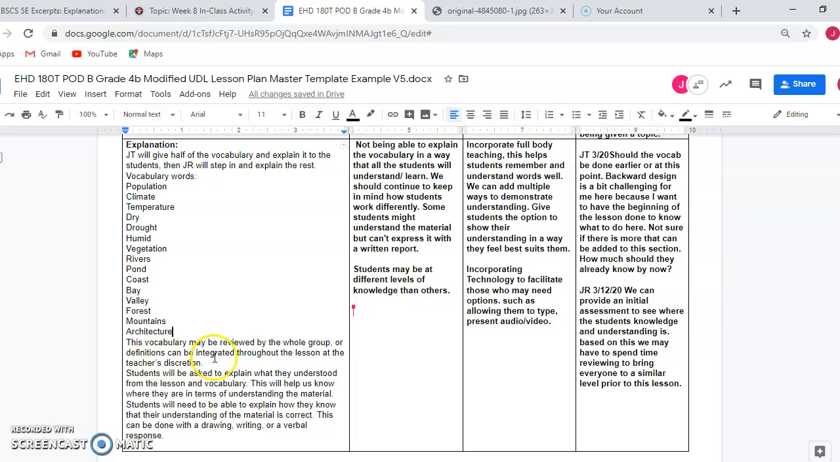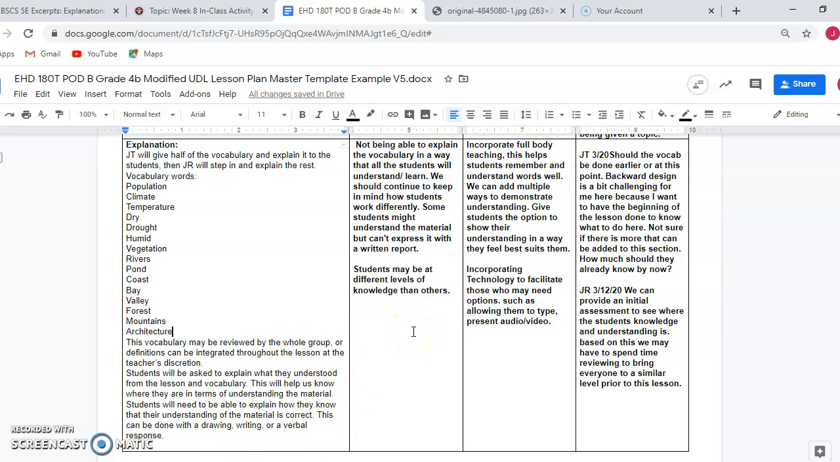So what I have is this vocabulary may be reviewed by the whole group, or a definition can be integrated throughout the lesson at the teacher's discretion. Students will be asked to explain what they understood from the lesson and the vocabulary. This will help us know where they are in terms of understanding the material. So this is kind of a formative assessment in a way as well, because we will know where the students stand with their knowledge on the material. And what we'll have them do is explain the vocabulary words to us, and it could be done with a drawing, writing, or a verbal response. So they have an option here, and I'll get into that right now.